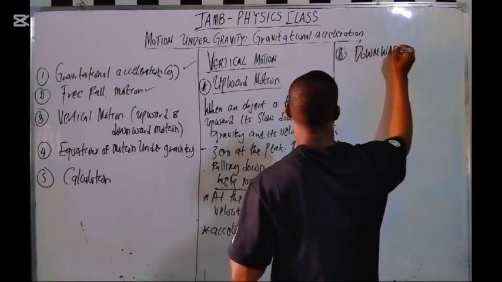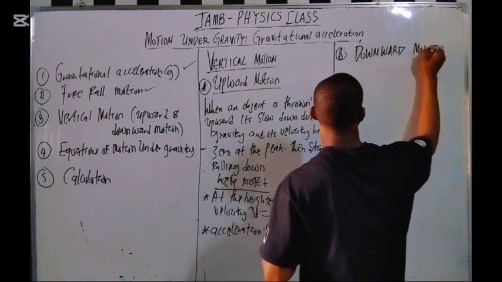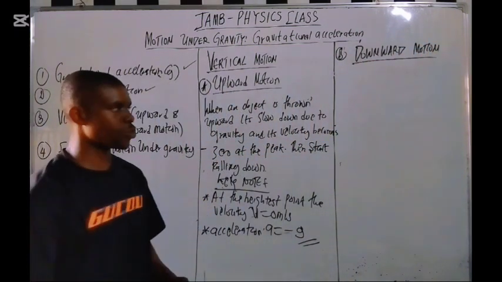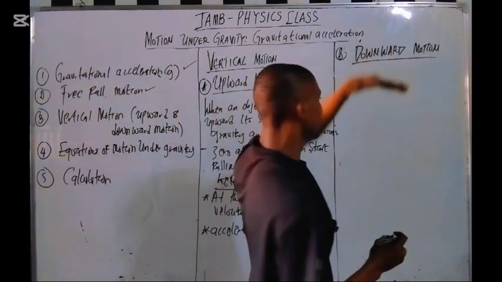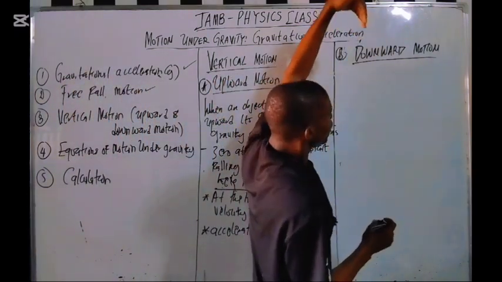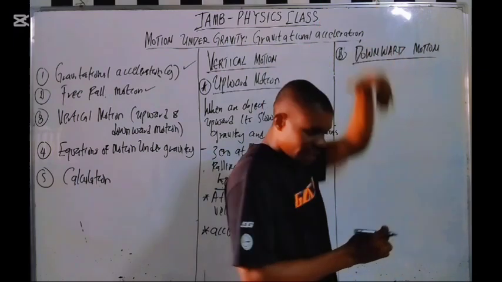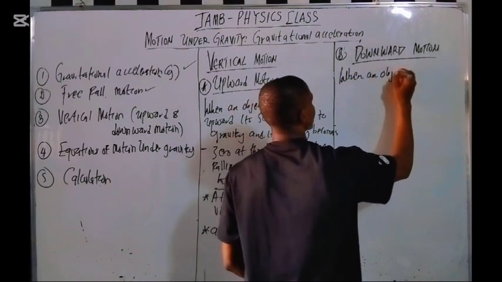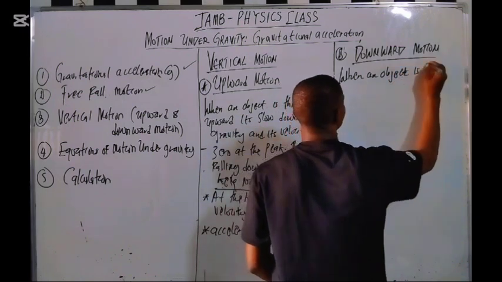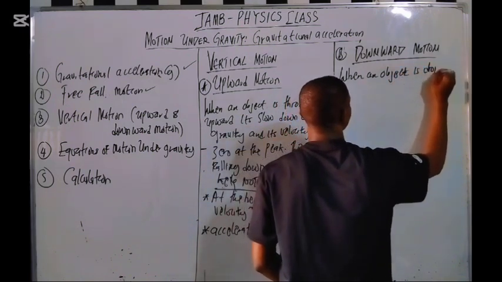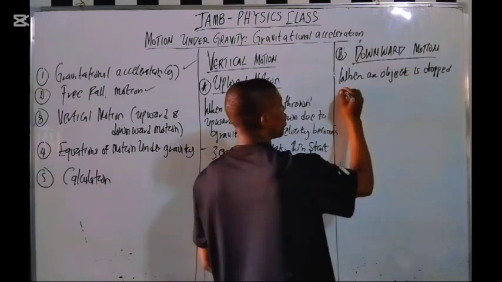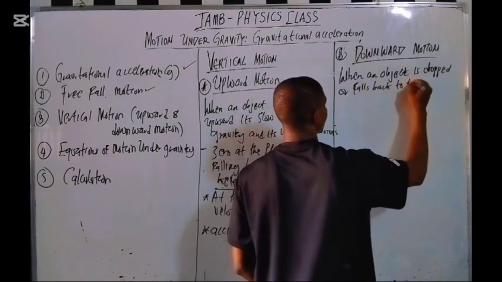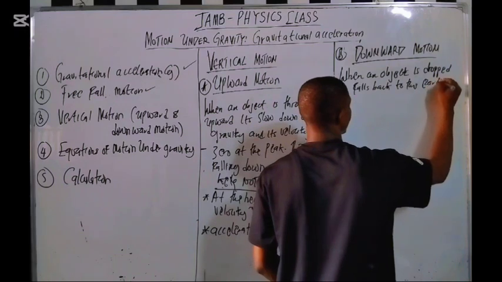Then let's look at part B under this point here: downward motion. What happens to downward motion? That is moving down, right? So that is falling freely. When an object is dropped, it falls back to the Earth.